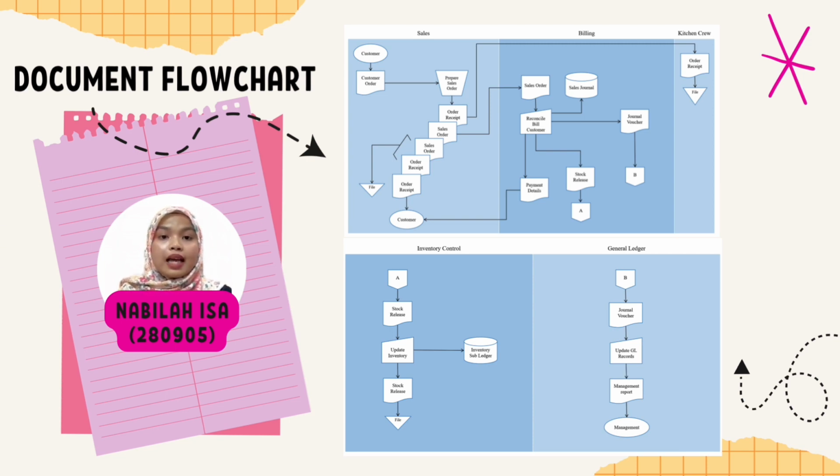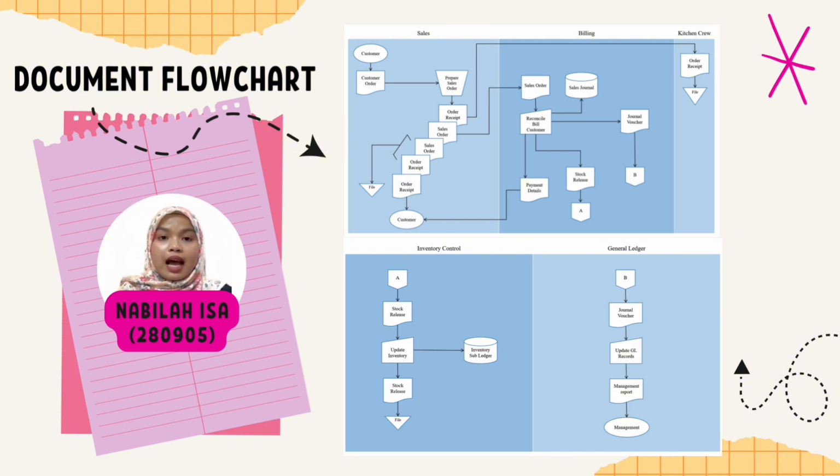For the first part, which is the customer section, the first document involved is the customer order. After successfully receiving the order, they need to prepare the sale order that generates 5 documents, of which 3 are order receipts and 2 are sale orders. One of the order receipts and one sale order will remain in the system. Meanwhile, another order receipt will be sent to the kitchen. Besides, the other sales order in the sale department will be transferred to the billing department.